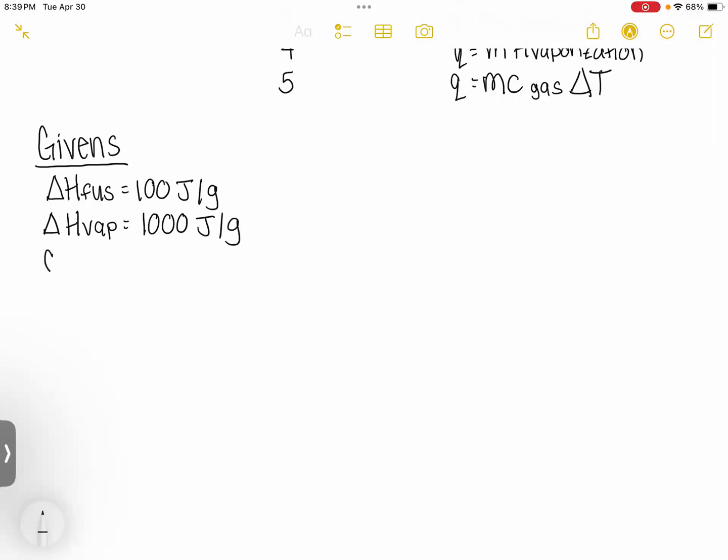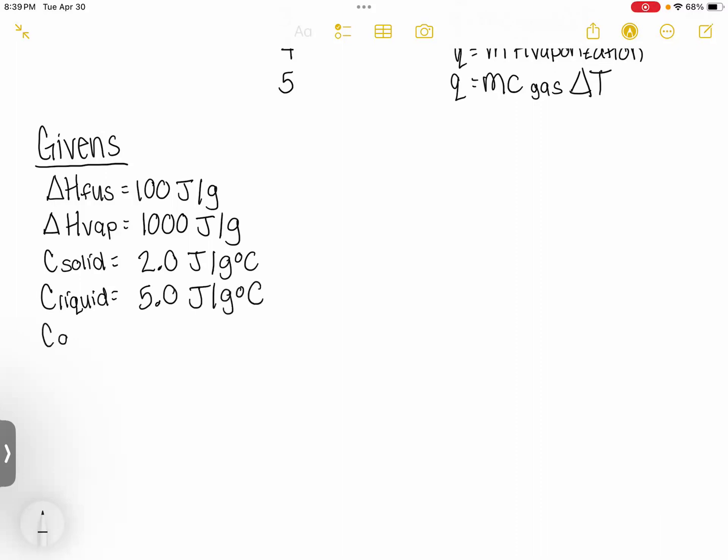You also need to be given your 3 specific heat values. For this substance, specific heat of the solid, 2.0 joules per gram degree Celsius. Specific heat of the liquid, 5.0 joules per gram degree Celsius. And C gas, 1.0 joules per gram degree Celsius.